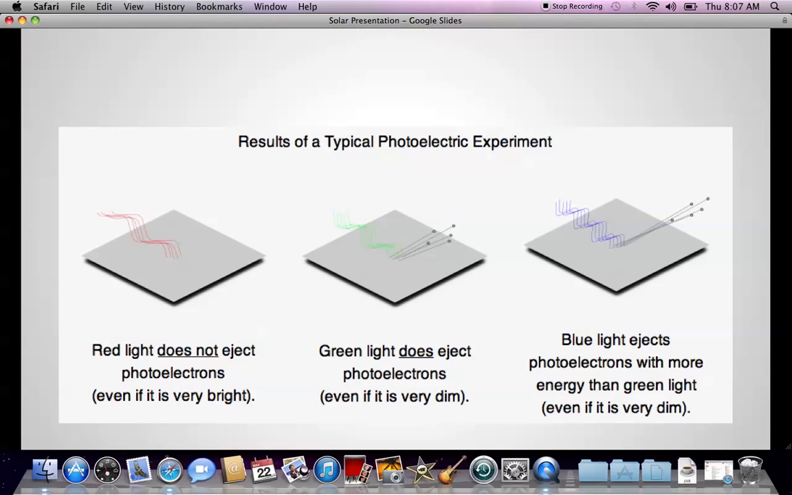Here's another illustration of the photoelectric effect where you can see the red light on the left does not eject photoelectrons. However, the green light does eject photoelectrons even if the light is dim, and the blue light ejects many photoelectrons with more energy than the green light does.